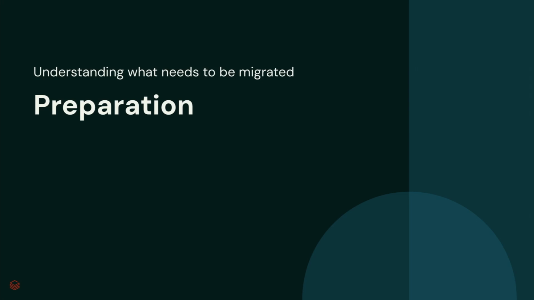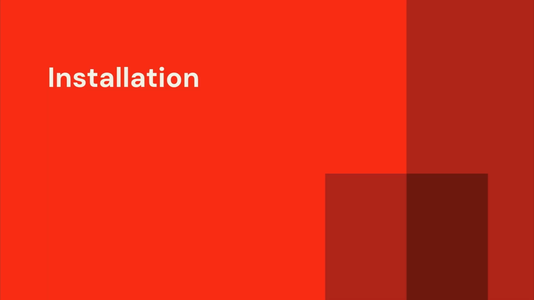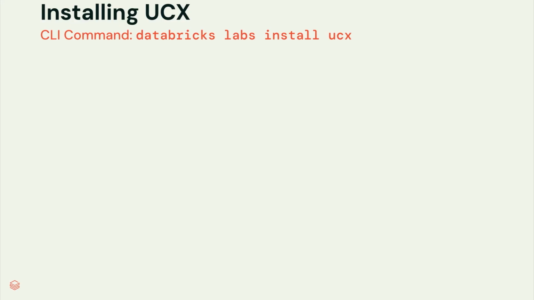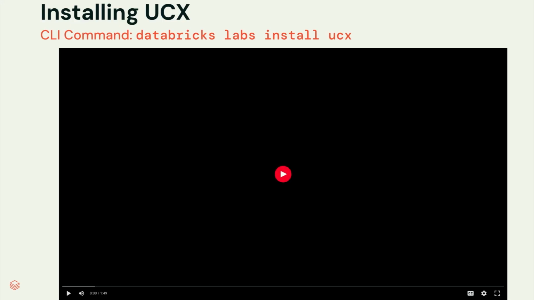So let's talk about preparation, right? What we need to do. Firstly is installation. So obviously, how do we install UCX? It's available via the Databricks CLI. So actually, when you install Databricks CLI, it has a labs group command, and it will be databricks labs install ucx. So we can get the video to play, but otherwise I can narrate what it does.